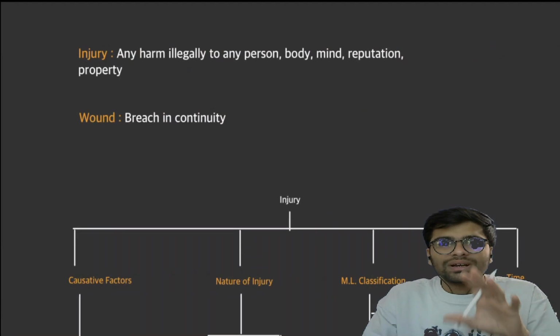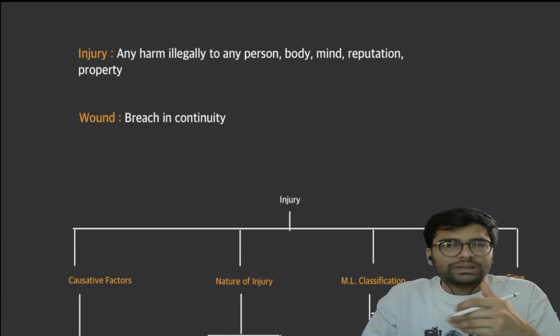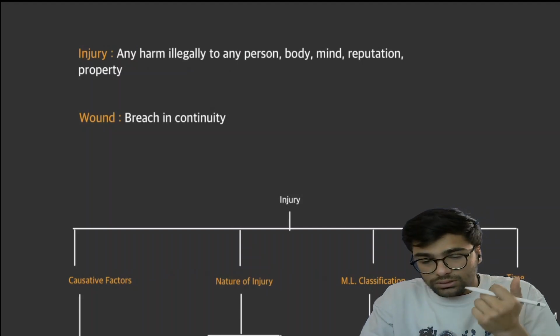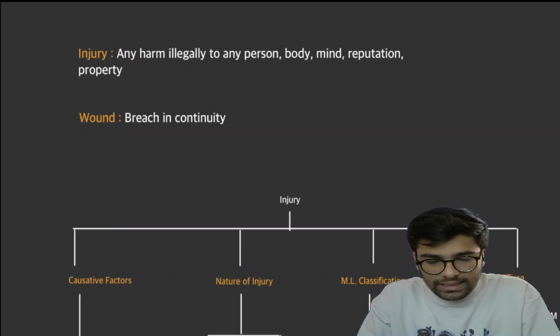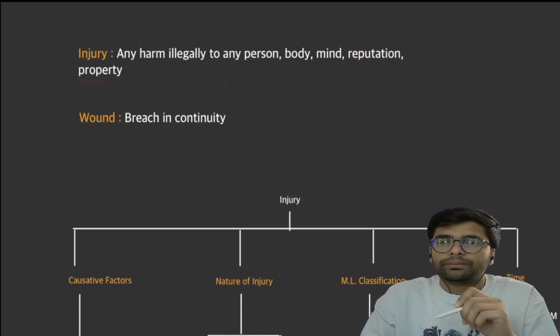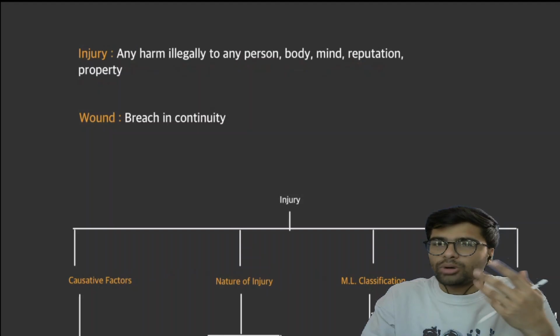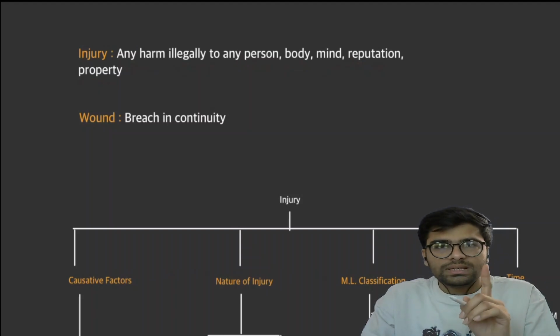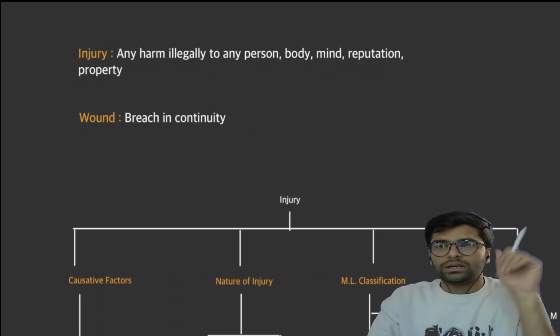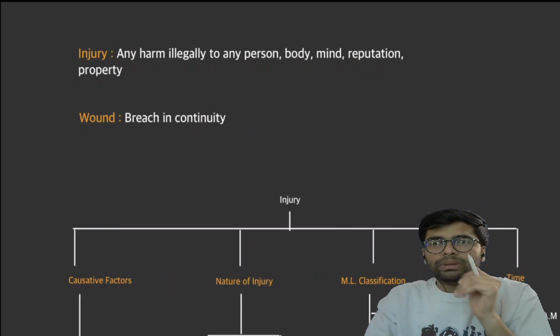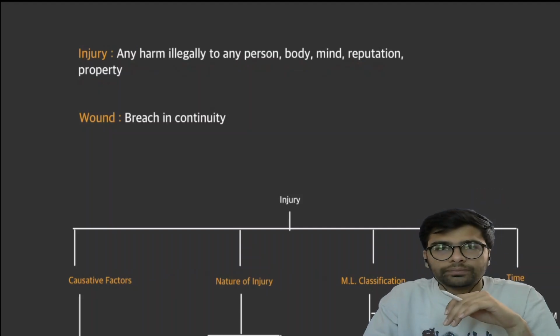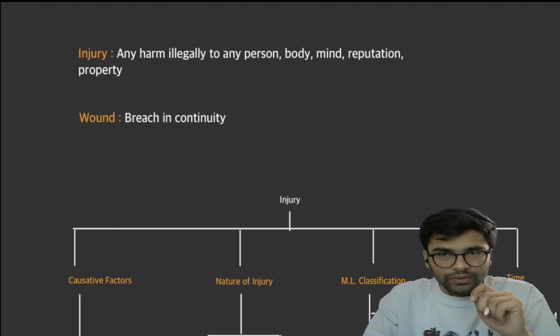Before going through the classification of injuries, first of all, we need to know what is injury. So that is the definition of injury. Injury is defined as any harm illegally caused to any person, body, mind, reputation, or property. So injury doesn't only mean injury to the body. It also includes mind, reputation, property, etc. And wound means breach in continuity. Like skin is a continuous thing, and if you do a breach, then it is known as a wound. So this is the difference between injury and wound.